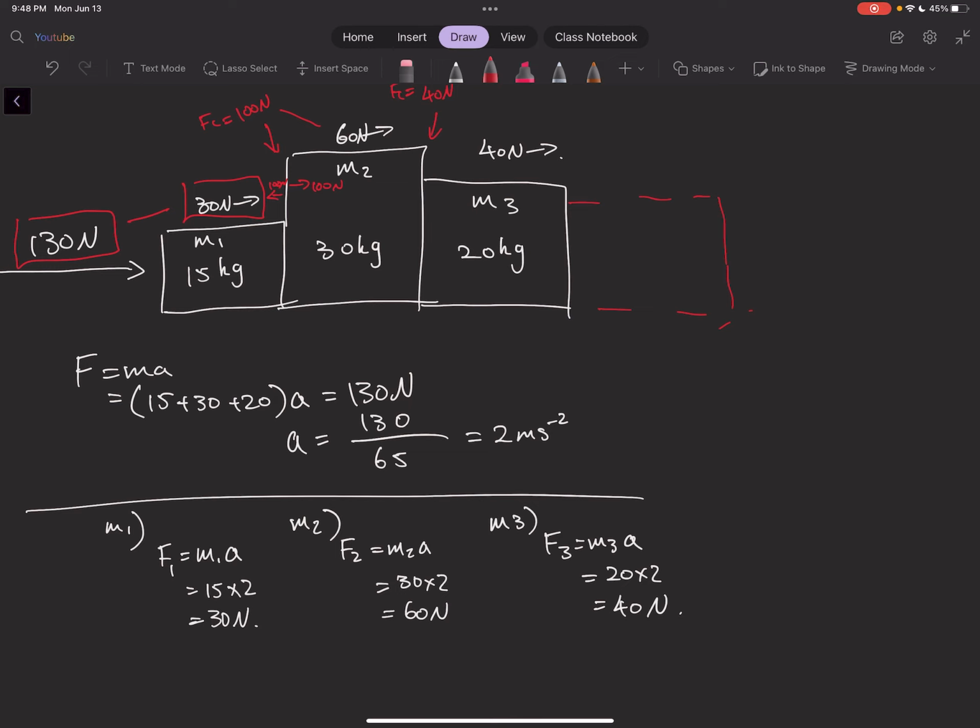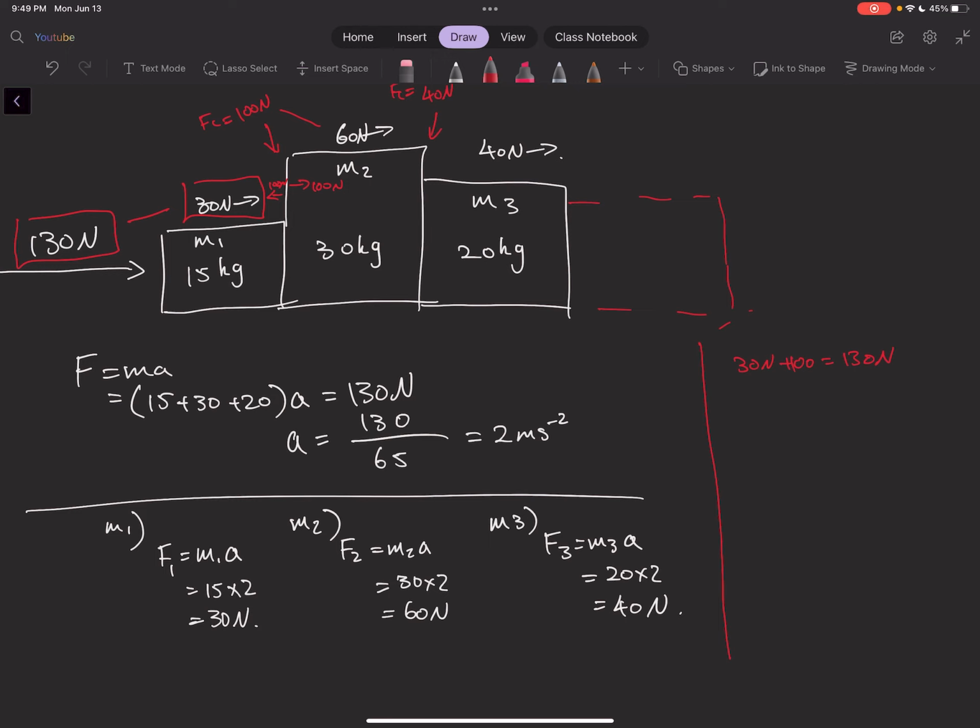So, for example, let me write this down on the right-hand side. We have 30 newtons plus the contact force right there, which is 100, equals 130 newtons. So up until that interface between m1 and m2, it should add up to 130.